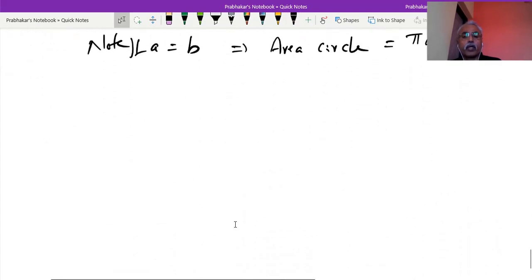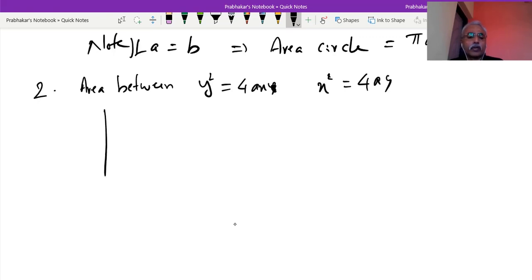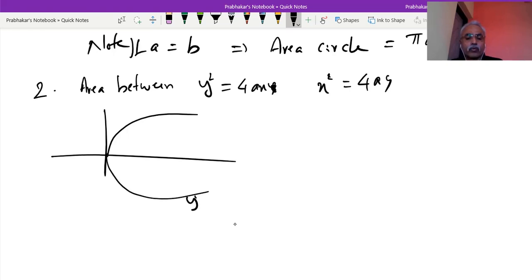Whenever Cartesian coordinates are there, we shall take one example of polar also. So find the area between these two parabolae, y square equal to 4ax and x square equal to 4ay. Many times you have drawn this: y square equal to 4ax, x square equal to 4ay.